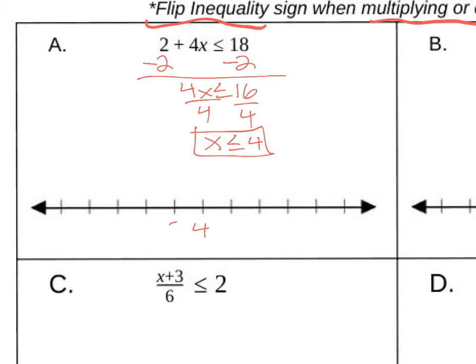So when we want to graph those results, like I said, get a couple values in either direction. The equal sign is going to say start with a closed dot, and less than or equal to is going to be anything to the left. All right, let's look at example B.